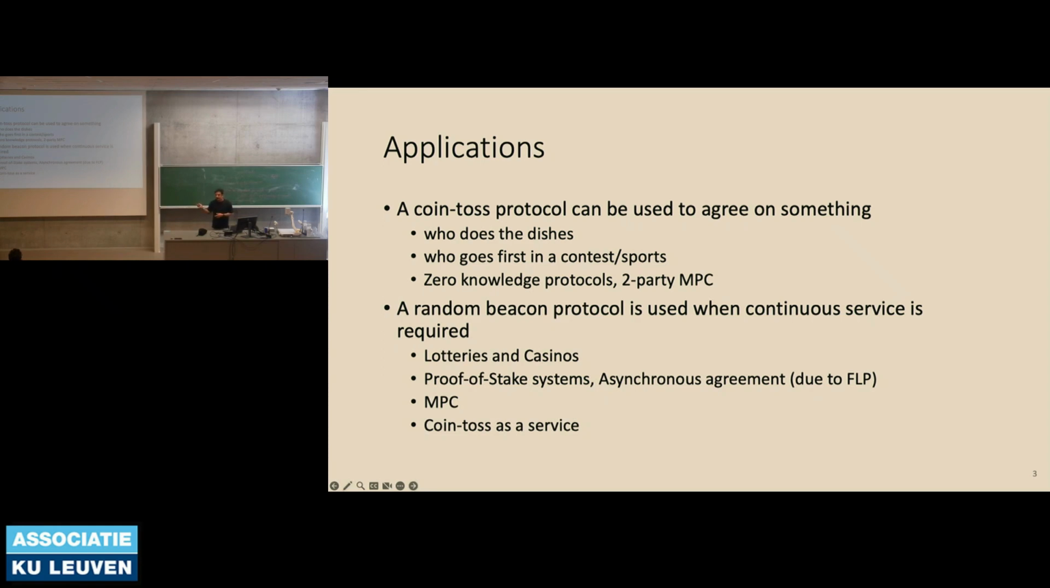Asynchronous agreement: in the asynchronous world, due to some impossibilities, randomization is mandatory. So you will also need a randomness beacon protocol there. There's MPC, and if you need a coin toss, you can always pick one of the random numbers from the beacon itself. So a randomness beacon serves as a coin toss as a service.